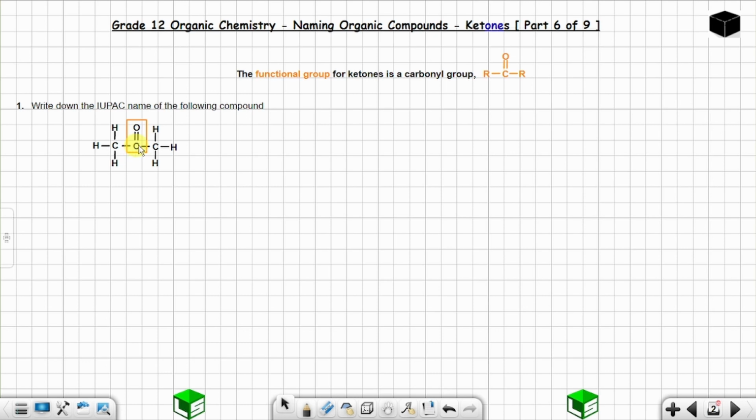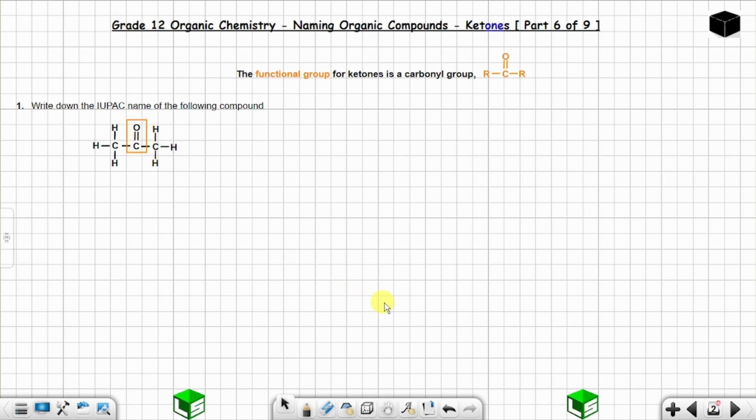Always check that this carbon atom, which is bonded to the oxygen by a double bond, is also surrounded by carbon atoms on both sides, on the left side and on the right side. So when you have this, you know that this is a ketone. This is how you can identify a ketone. So this is a carbonyl group.